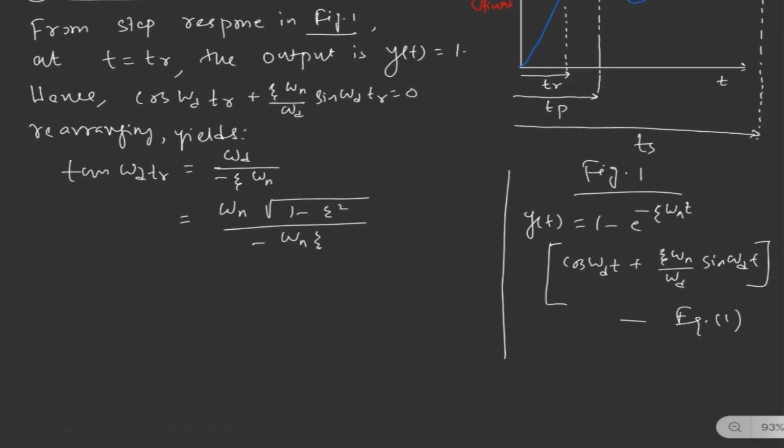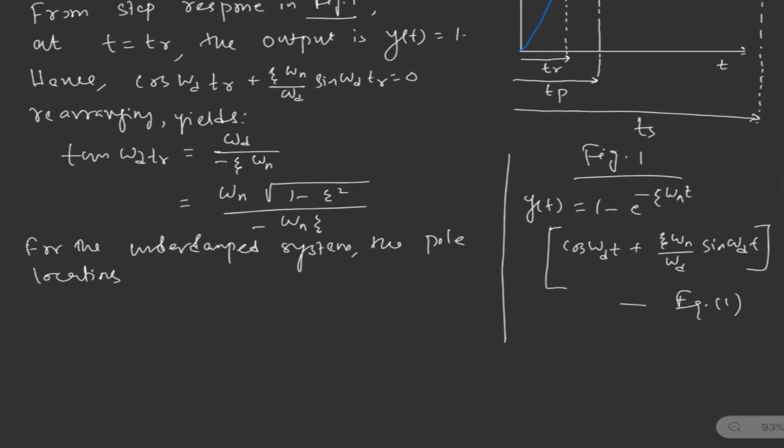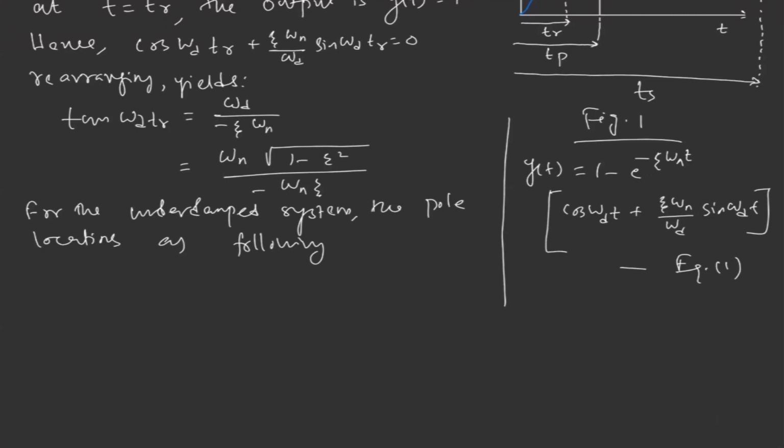For the underdamped system, as we have discussed before, the pole locations are as follows. Let me write the poles for the underdamped system. We had s1,2, two poles, equal to minus zeta omega n plus minus j omega n root over 1 minus zeta squared. And this we denoted by omega d, so we can write minus zeta omega n plus minus j omega d.